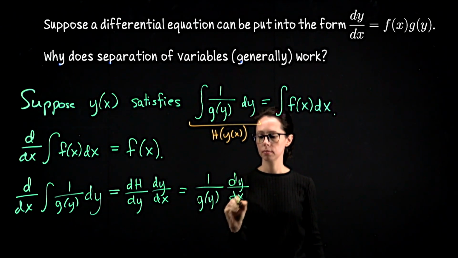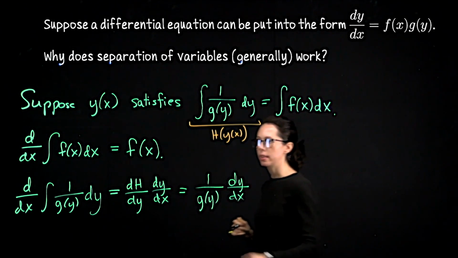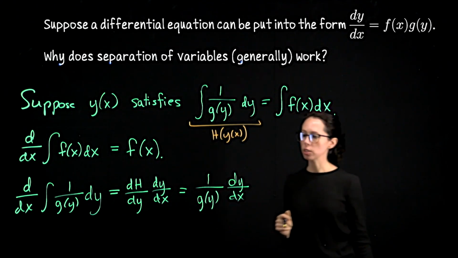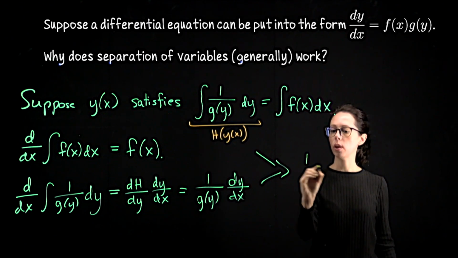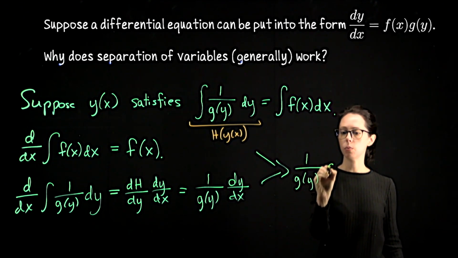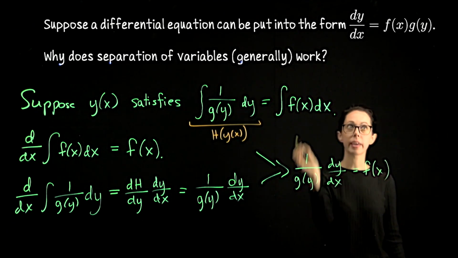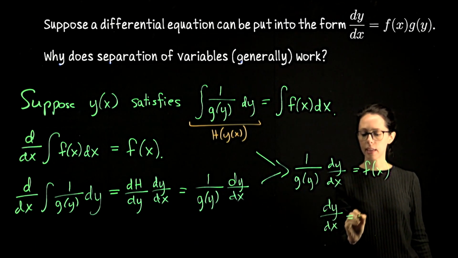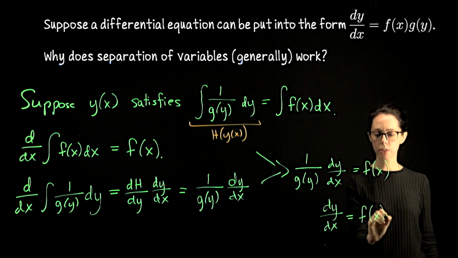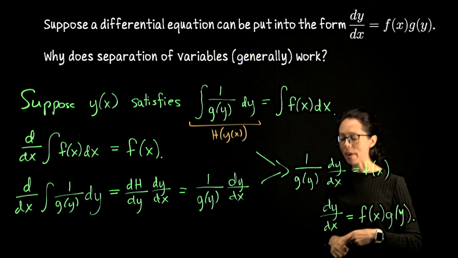Okay. But if this is equal and we differentiate both sides with respect to x, then their derivatives after differentiation with respect to x should also be equal. So kind of put these two lines together, and we have 1 over g of y times dy dx equals f of x, which we can then bring that g of y over to say that dy dx satisfies our original differential equation. So dy dx is f of x times g of y. Okay, so that was just a brief justification that this method is a good method.